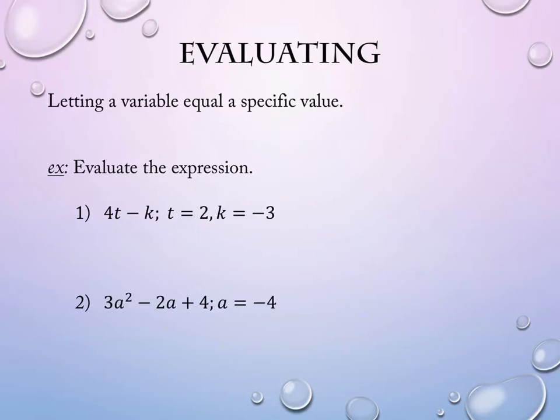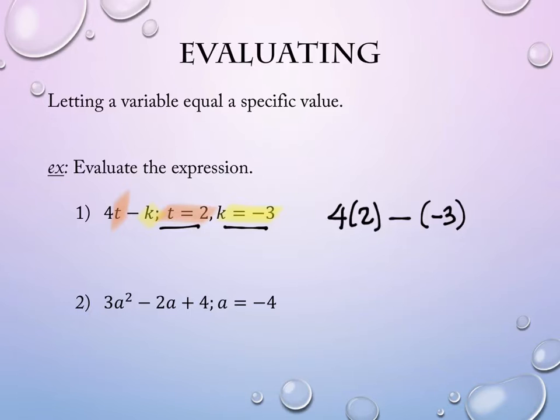So we have an example here where we have 4t minus k. So t and k would be variables, and in this specific one, they're giving us values to evaluate this expression with. Our t equals 2. We'll replace the t in the equation, so we have 4 times 2. And then k equals -3. We'll replace the k in the equation, so plus 3 since it's a negative.